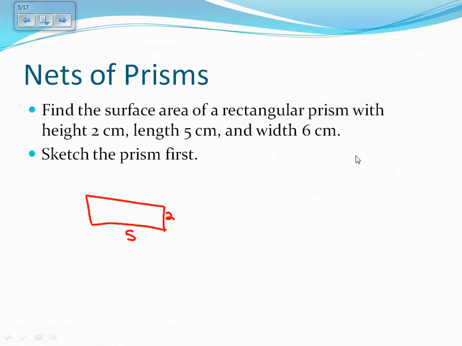There's my length. Okay? And my width, I now need to go back into the page. So I need to draw it back into the page like this. My width is going to be 6. So you're going to draw your rectangle and then go back with your last dimension. Then we complete it by drawing parallel lines and closing the box.